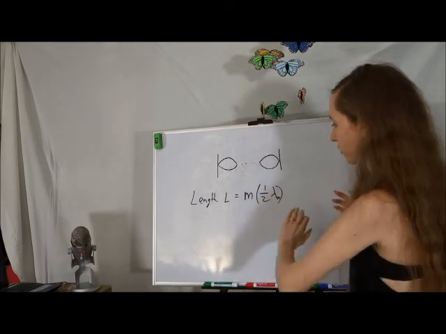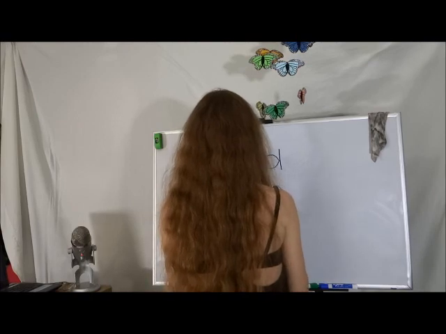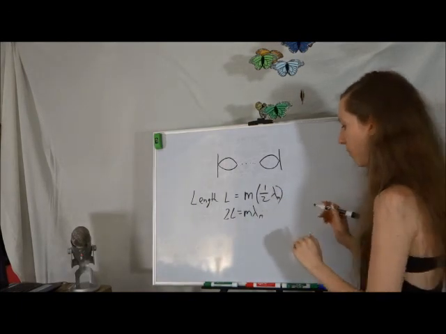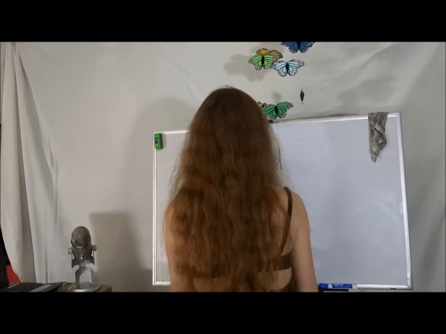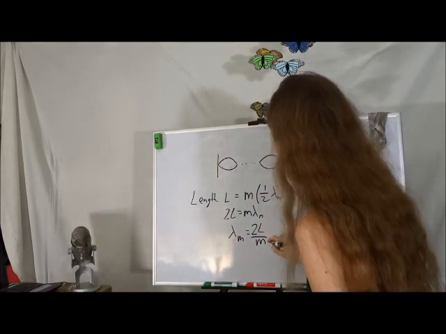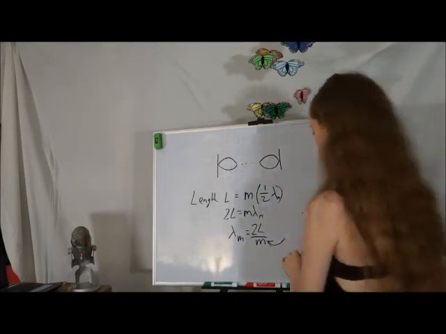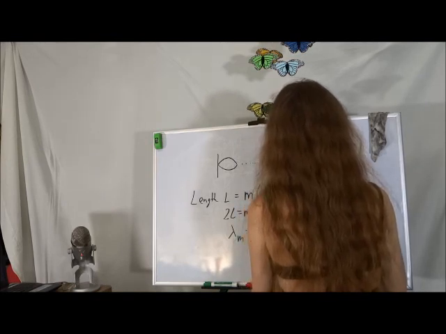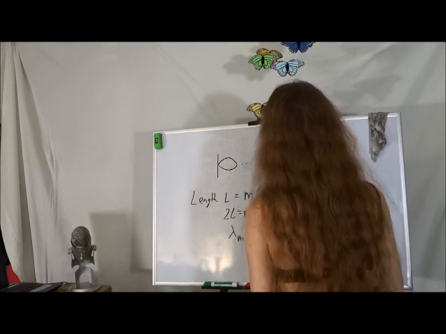So we're going to start by multiplying both sides by 2, and we're going to get that 2L is equal to m lambda m. We want lambda by itself, so we'll divide both sides by m, and we get that lambda m is equal to 2L over m, where m is the number of antinodes or the number of half wavelengths. You can look at it either way, whichever one is easiest for you. So this is the number of antinodes, it's also the number of half wavelengths.